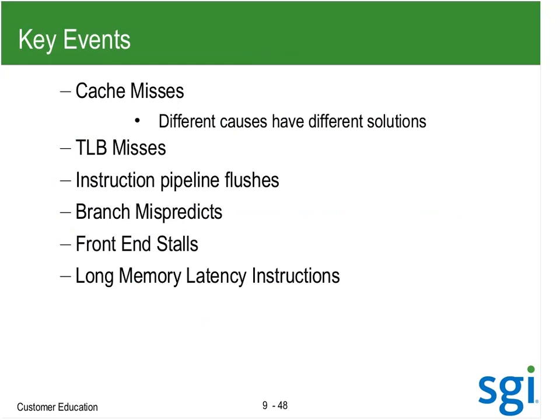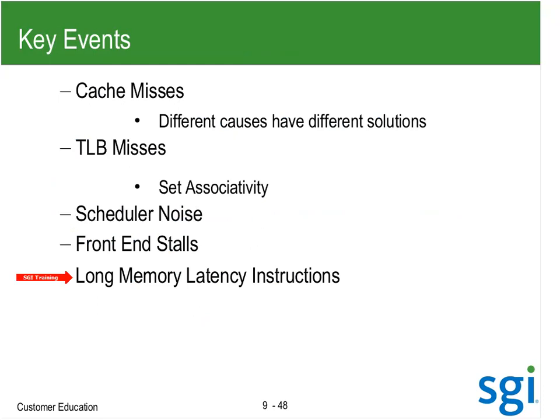So some of the key events that I'm going to look for: cache misses. There are a lot of different reasons for cache misses. Also want to do TLB misses. I've got a row versus column example out there that we'll do on Friday. I want to look for instruction pipeline flushes, branch mispredictions, stalls. That was the big one that we just saw. And also things like long memory latency references.